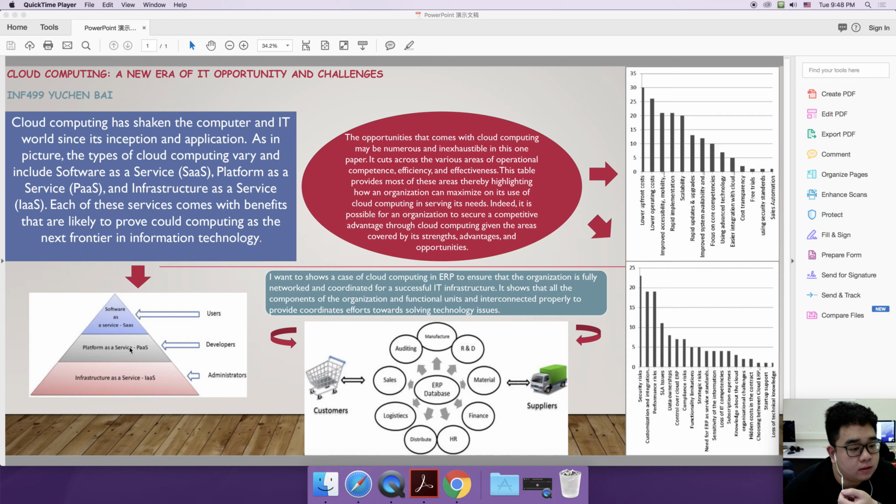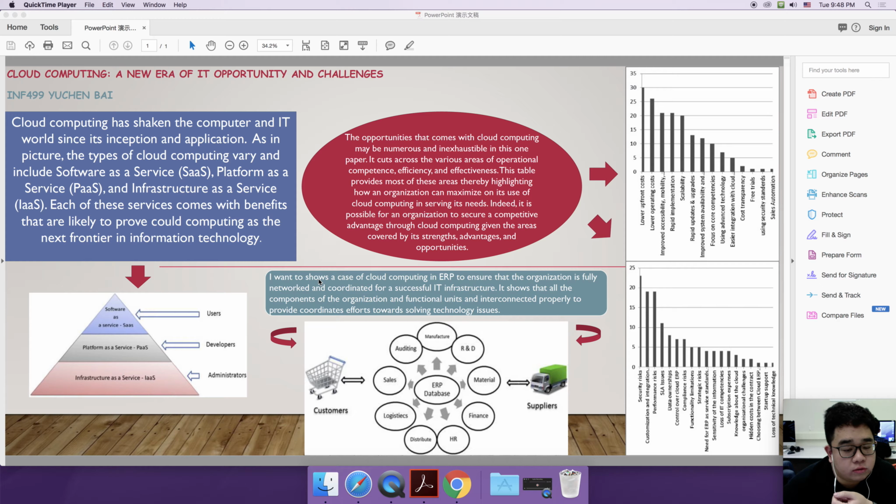I made this picture to show the link between the user, developers, and administrator. The user always links to software as a service, SaaS, and the developers always link to platform as a service. Finally, the administrator always links to infrastructure as a service.